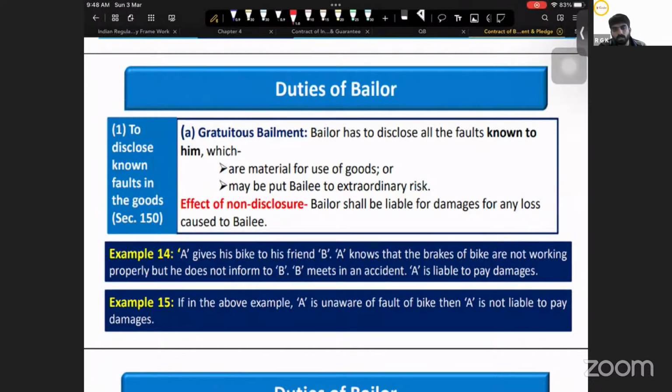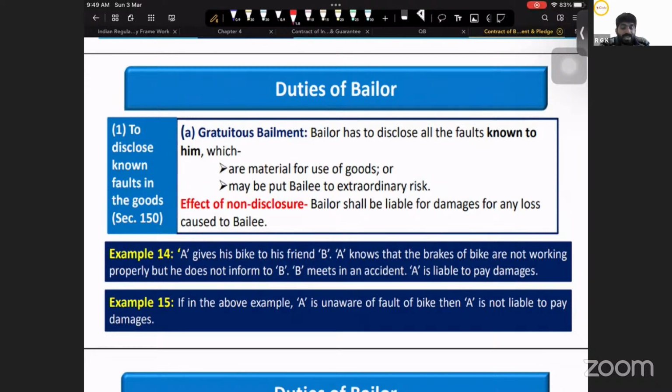Effect of not disclosure. If you do not disclose, what will happen? Bailer shall be liable for damages for any loss caused to bailee. A gives his bike to his friend B. A knows that the brakes of the bike are not working properly, but he does not inform B. B meets an accident. A is liable to pay the damages.